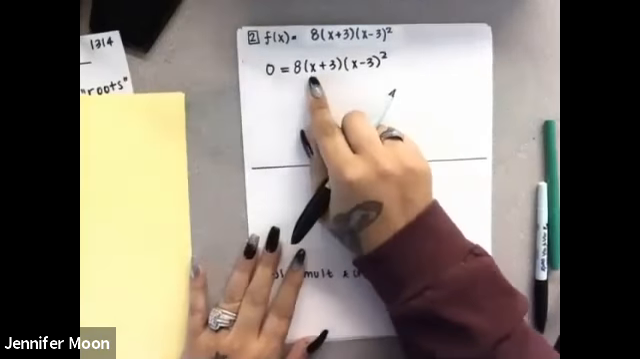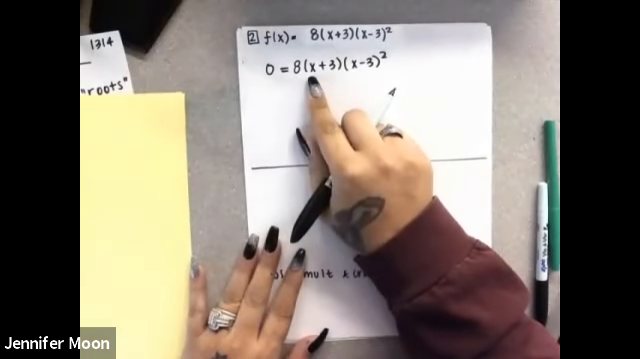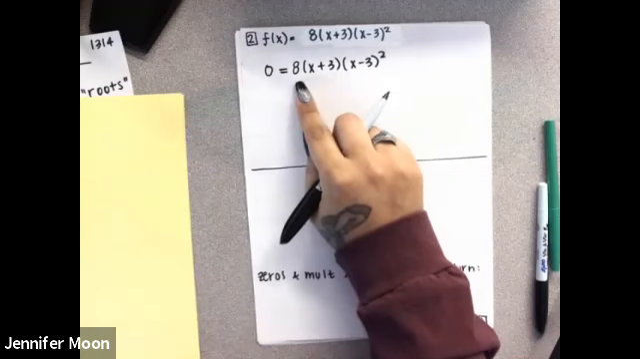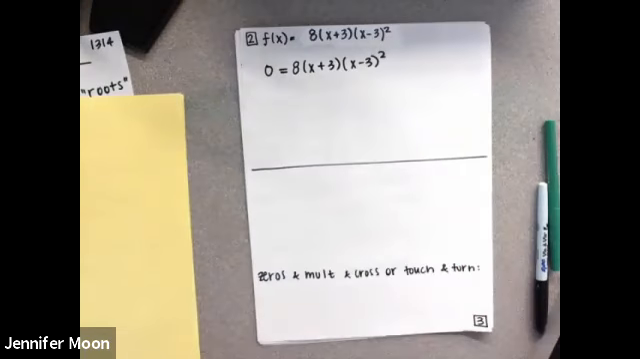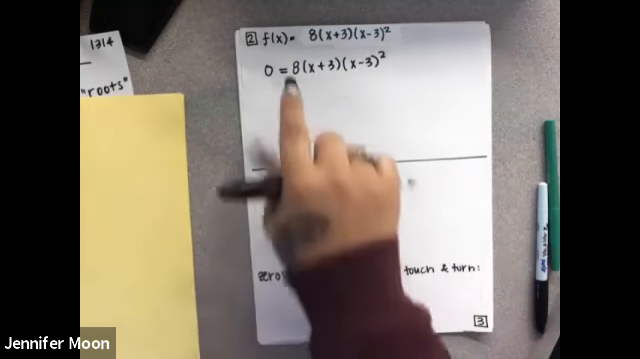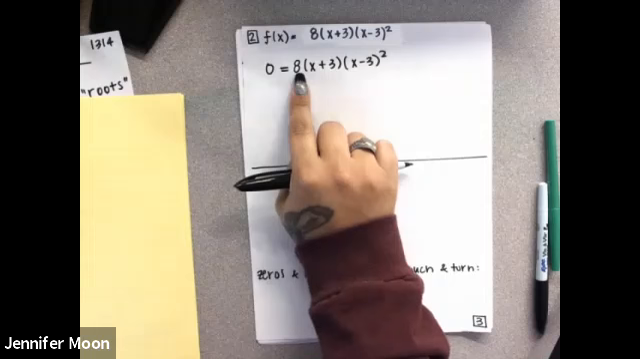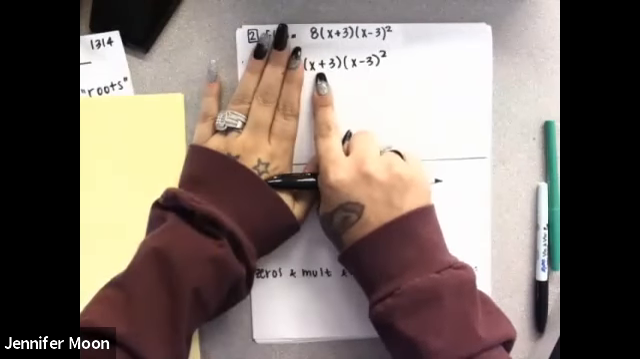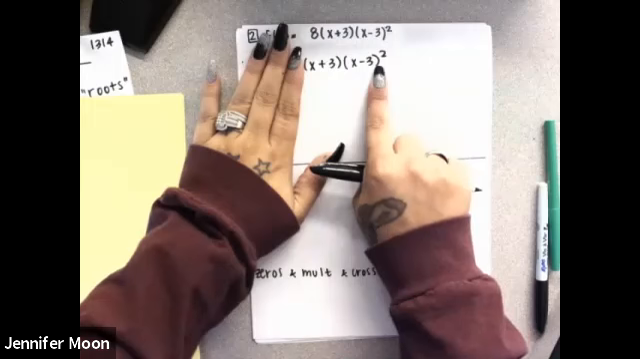So what you do is you set each factor equal to 0, right? That's how we've been solving. This 8 does not have an x. If I set that equal to 0, I'm saying 8 equals 0, which is a contradiction, like that breaks math. We don't do that. It's just a number, so it kind of goes away. I'm going to set my factors equal to 0. So this gets set equal to 0, and this gets set equal to 0.